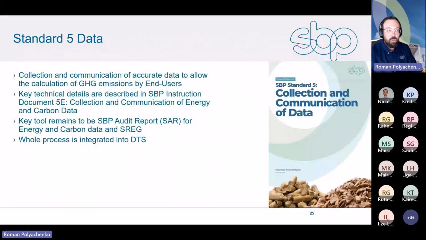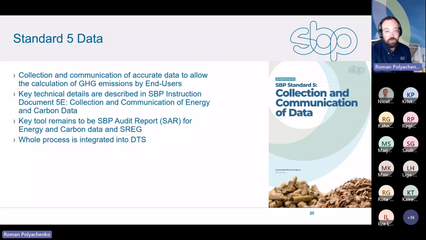Yeah. So let's go to the next standard, which is Standard 5. Standard 5 sets requirements for recording and communicating accurate data to allow calculation of greenhouse gas emissions. Key technical details for data collection and communication are described in a separate ID document, 5E. So Standard 5 together with this ID 5E define the requirements and options for collecting energy and carbon data to accompany SBP-certified biomass through the supply chain.